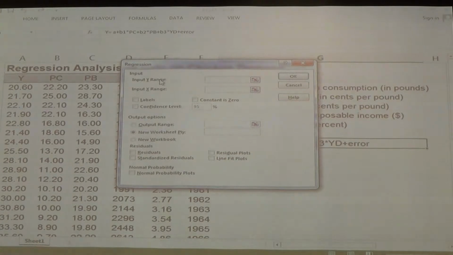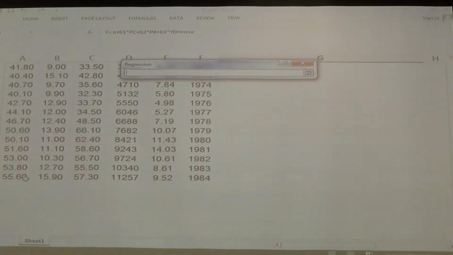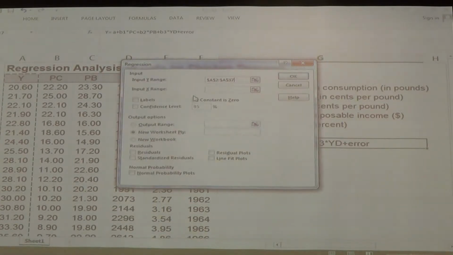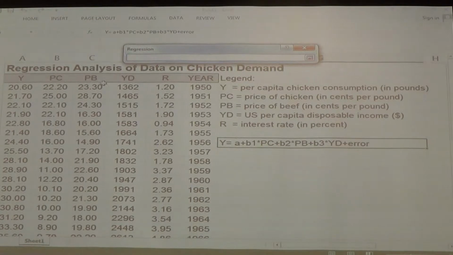Y here is the dependent variable, the quantity of chicken consumption. So let's select it. Okay. Note that our selection includes the label Y, so we need to tell Excel that our selection includes the label. Input X range is the independent variables. So we have 3 independent variables, PC, PB, and YB. So this thing.